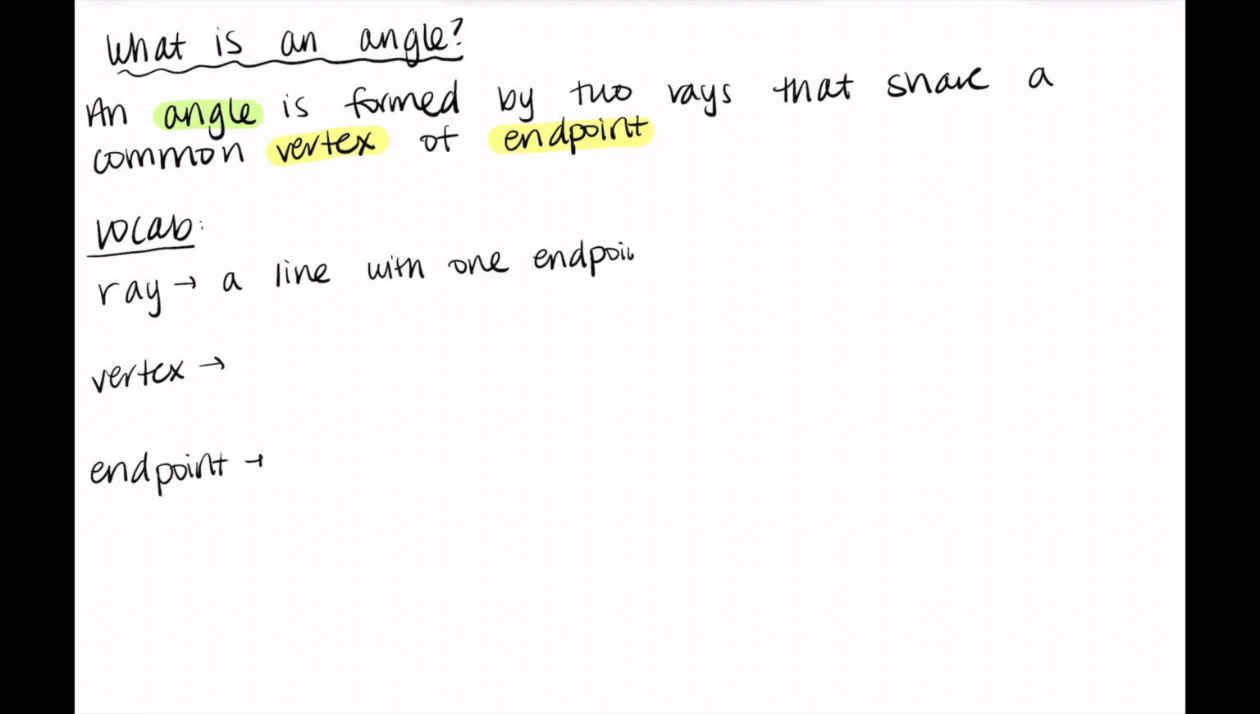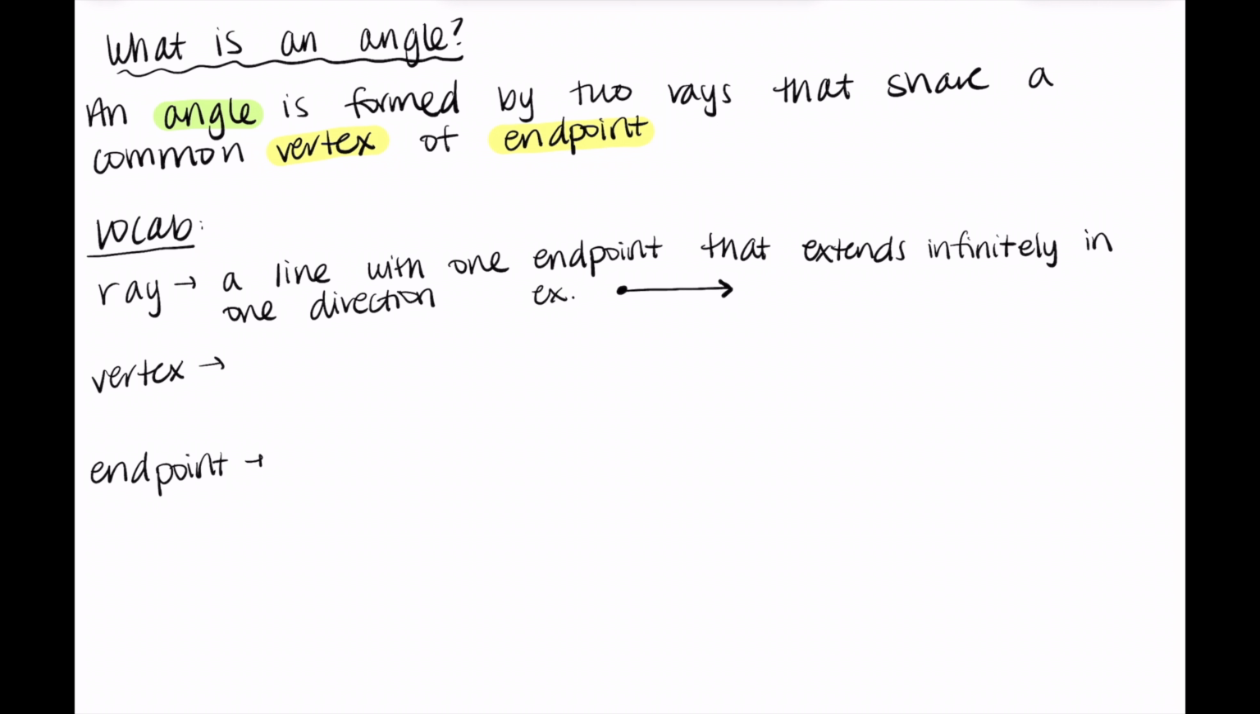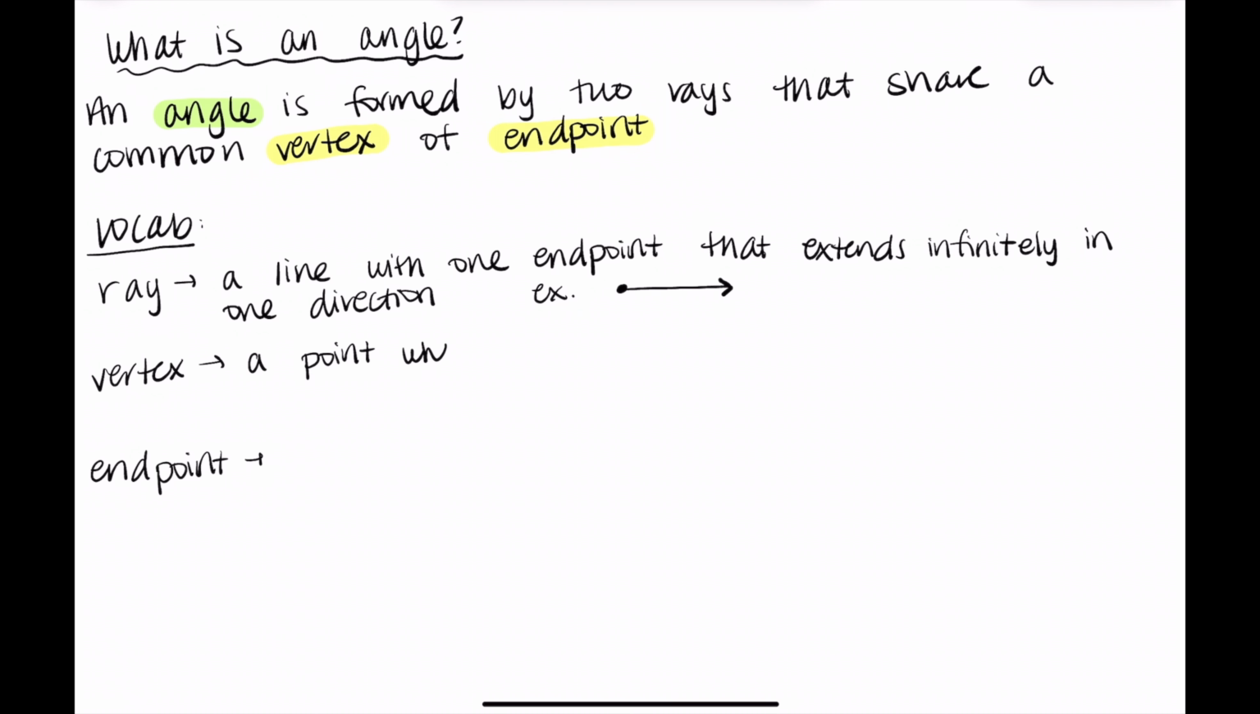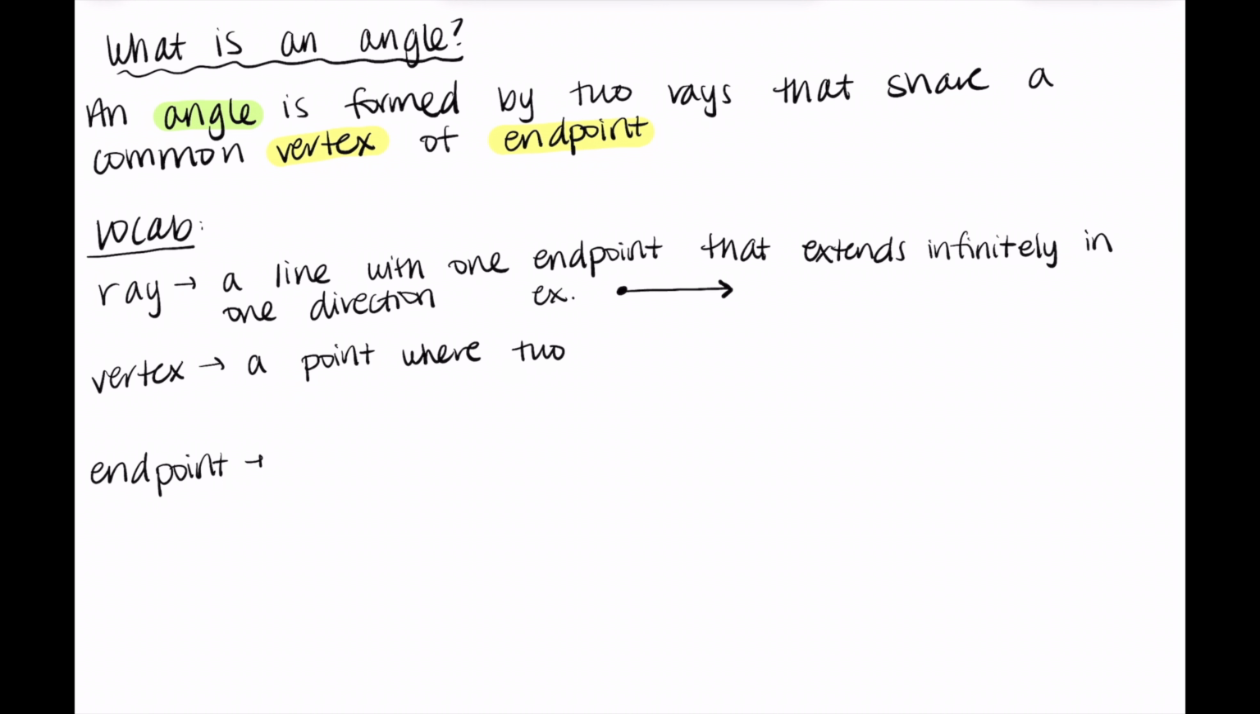So the definition of a ray is a line with one endpoint that extends infinitely in one direction. So just like in the last videos we've done, I'll draw a little visual example for us as well. So let's reread the definition. A ray is a line with one endpoint that extends infinitely in one direction. We know an endpoint looks like a filled in circle. And then infinitely, well, that means that the line ends with an arrow. So that's what the visual representation of a ray would look like.